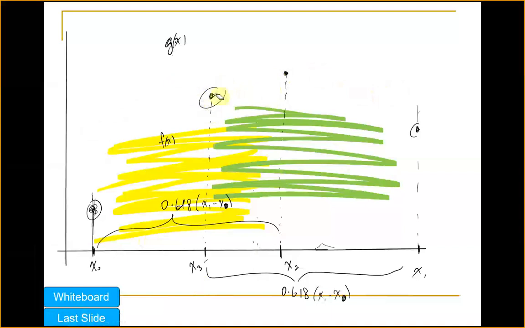What about the case where I had the g of x? In the g of x case, this value would have moved higher, and then we would have said we know that it will have to be on the left hand side.